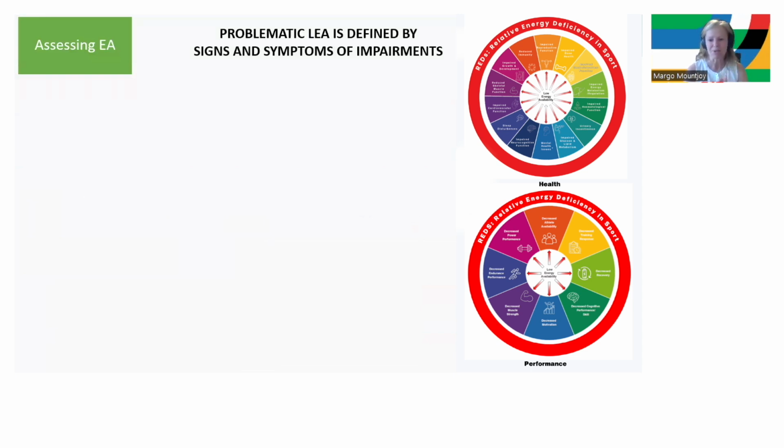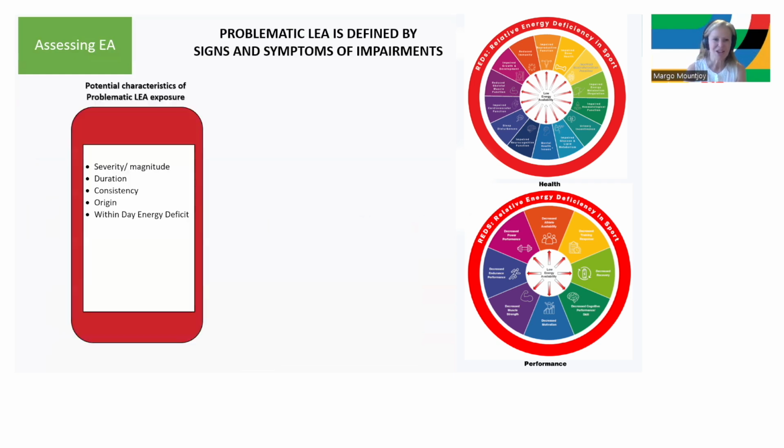Remember the health and performance diagram that I showed in the first module. Here, health is on the top, with many health systems, and the performance is on the bottom. So if we look at the potential characteristics of that individual who's presenting with those health or performance parameters, we can see what was their exposure? How severe was it? How long has it been going on? How consistent has it been? What's the cause of it? And do they have what we call within-day energy deficit?